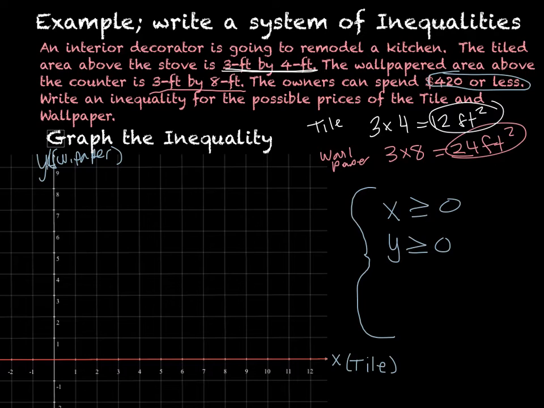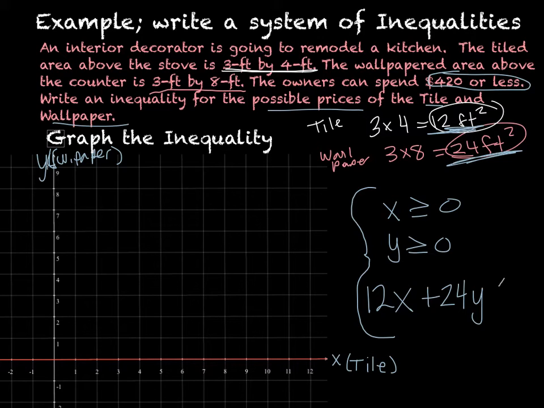Now I need to figure out how much I can get. I don't know the prices. I want to find the possible prices of the tile and the wallpaper. So that would mean however much tile I need, which is 12 square feet of tile, so 12x, plus my wallpaper, which is 24 square feet, times however much my wallpaper costs, has to be less than or equal to $420, because that's all the owners have. So that's your system of inequalities.